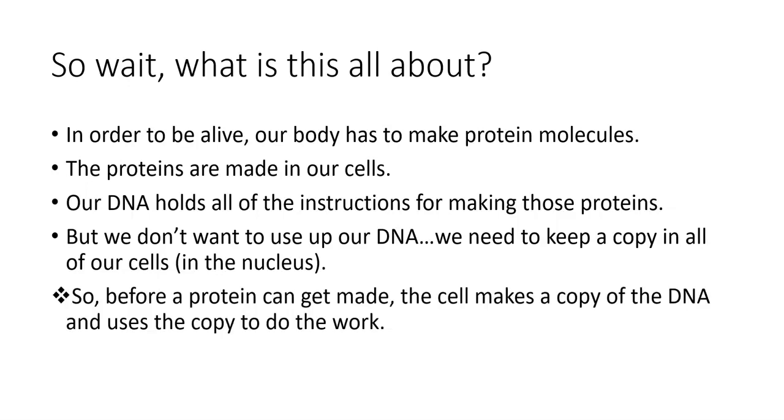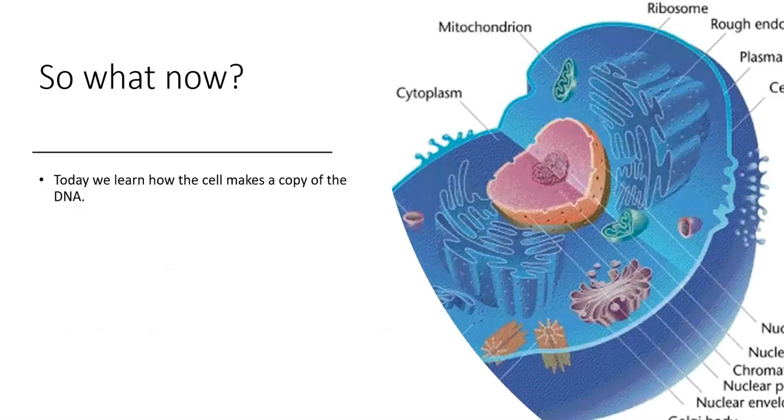So before a protein can get made, the cell makes a copy of the DNA segment and uses the copy to do the work. It's kind of like maybe your teacher in a brick and mortar school would have the original copy of an assignment that you have to do, and then your teacher would go make photocopies to pass out to all the students. So it's the same idea. DNA is the original copy, and then RNA would be the photocopies that get passed out to all the ribosomes to do the work.